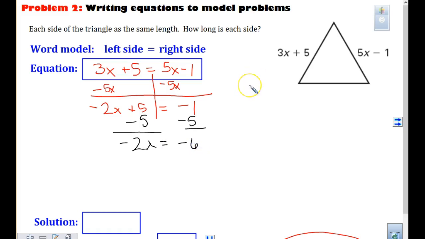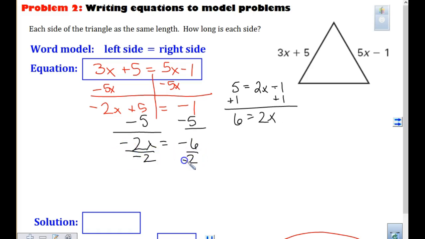By the way, when we've solved this earlier, I have had people do it this way, where they did 5 equals 2x plus negative 1, so I just want to show you, it doesn't matter which way you do it. Both ways, here you have 6 equals 2x, here you have negative 2x equals negative 6. What's going to happen when we divide both of these by negative 2? We get x equals 3, right?